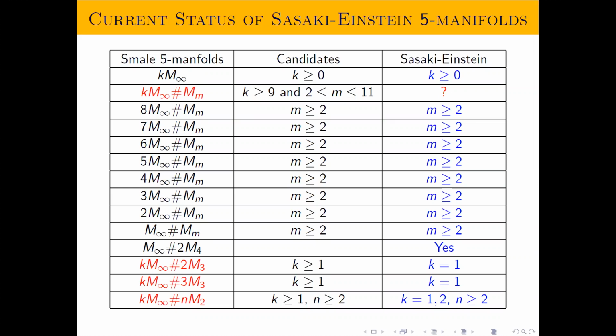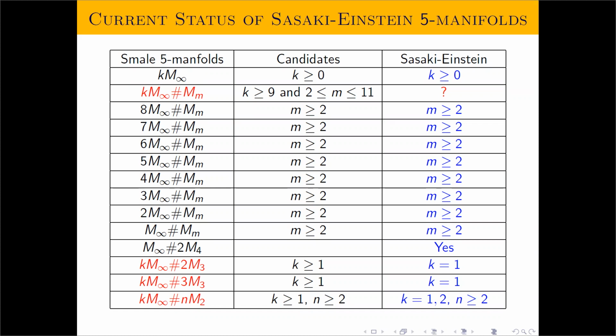So we don't have any idea here, and we have only partial results. Here it's known that if K is 1, M infinity, plus this connected sum of 2 times M3 and 3 times M3, they allow the Sasaki-Einstein metric. But if K is strictly bigger than 1, we don't know.